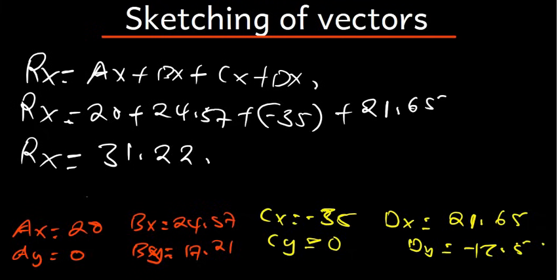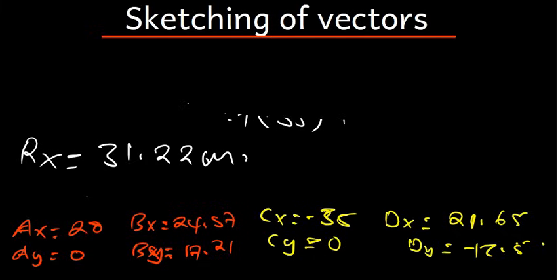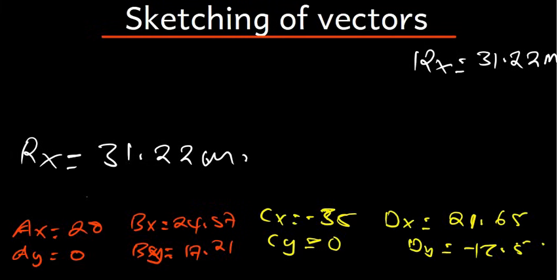That is in meters. So we can get rid of this and just put our resultant there on top. Our Rx is 31.2 meters. Now let's find the y component of the resultant.